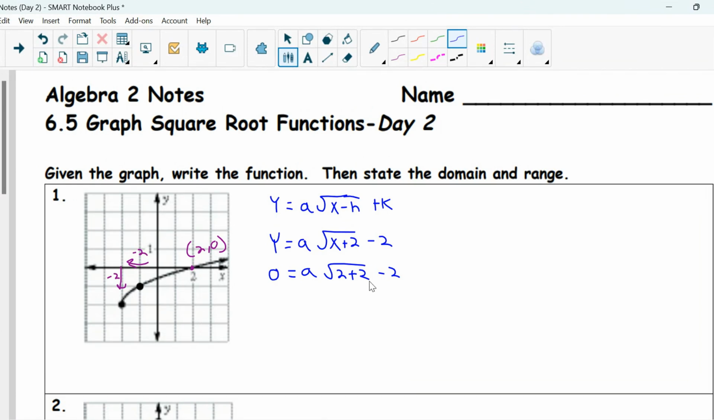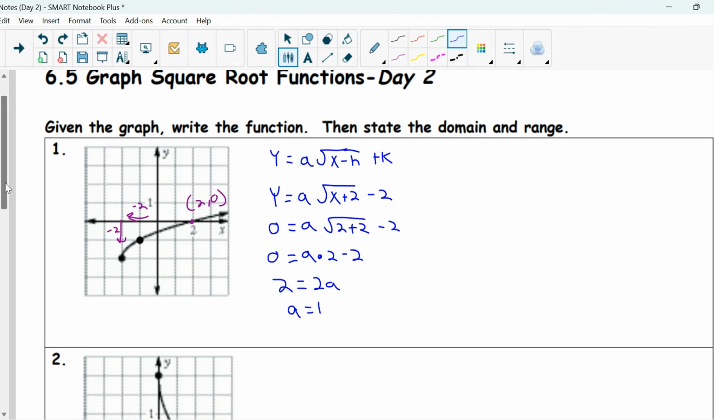So I'm going to go ahead and simplify this. I've got 0 equals a times the square root of 2 plus 2, which is 4. The square root of 4 is 2. So I've got a times 2 minus 2. If I was trying to solve for a, I'd add 2 to the other side. So I've got 2 equals 2a. So ultimately, you're going to solve that a equals 1.